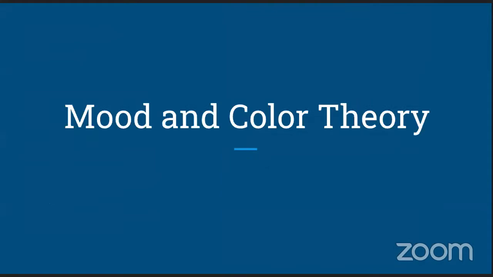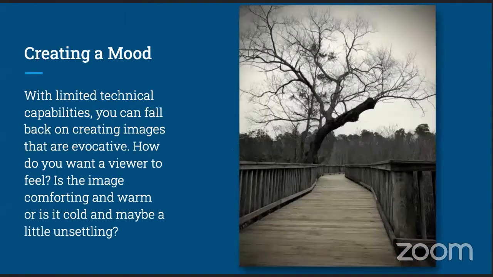Another thing in cell phone photography that we can talk about that's really helpful is to keep in mind mood and color theory. So again, since we don't have a lot of manual control over our photographs, we can take control over how people feel whenever they look at them. And we can do this in a couple different ways. One is to create a mood.